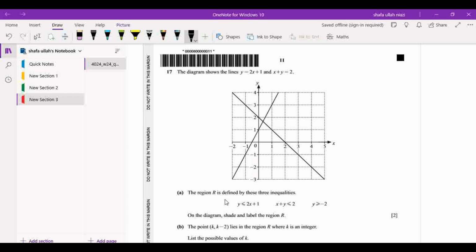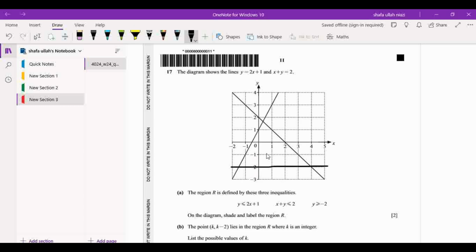Next is y is greater than or equal to minus 2. Here is y. So we have to draw this line. First we draw y is equal to minus 2, this is this line. This is y is equal to 2. So we have to shade and label region R.